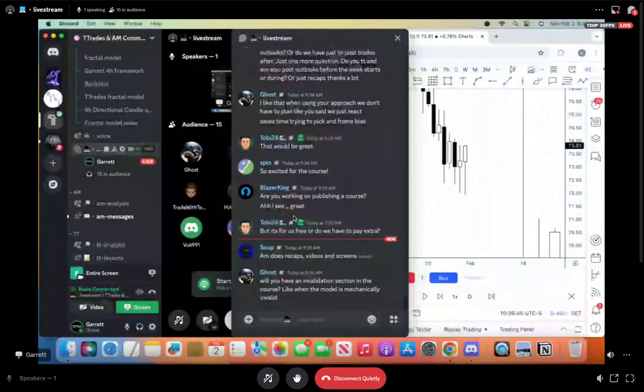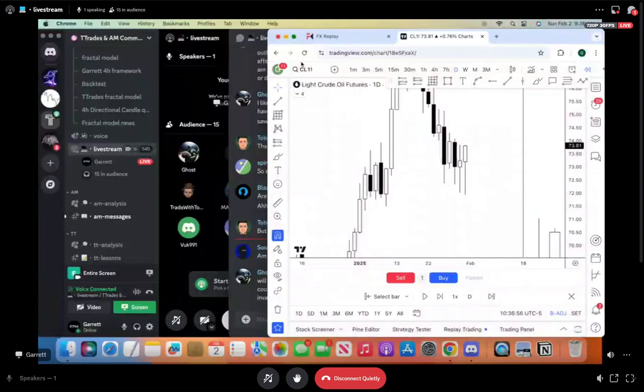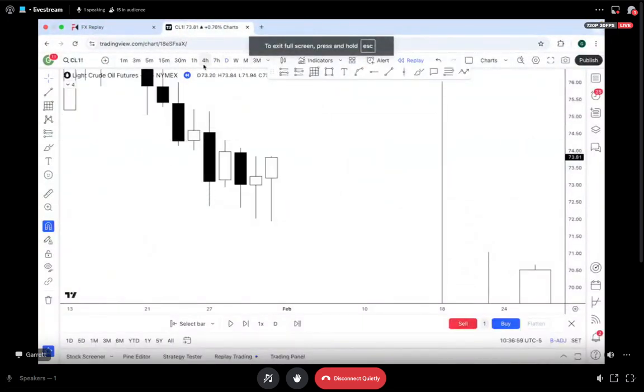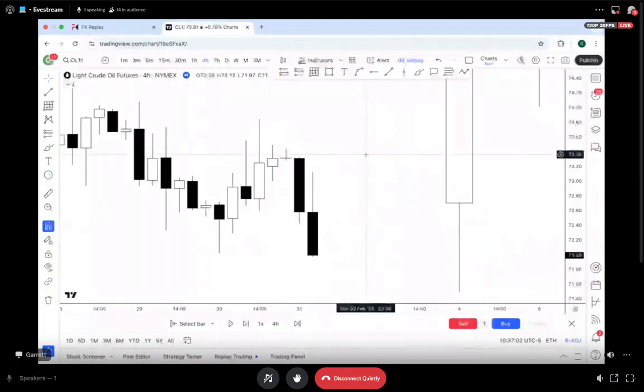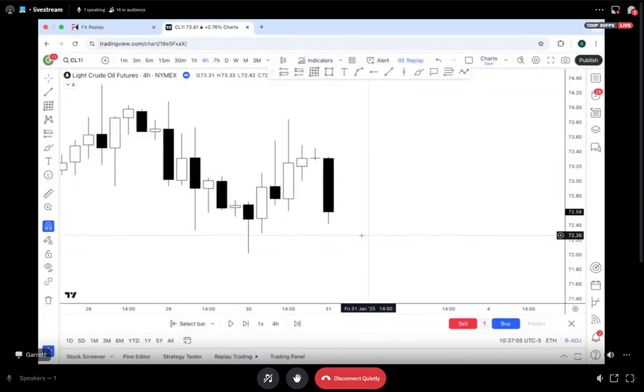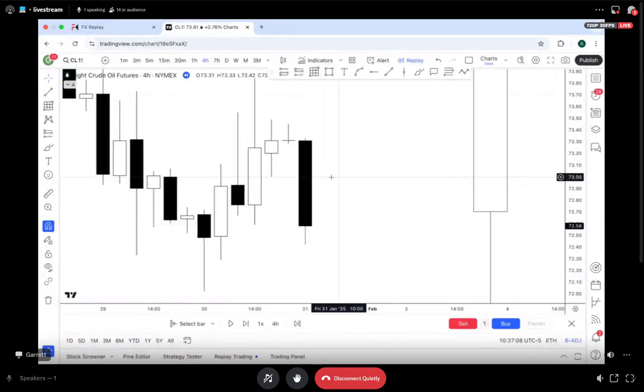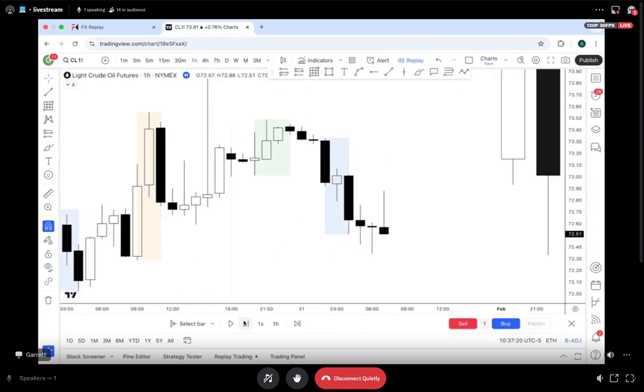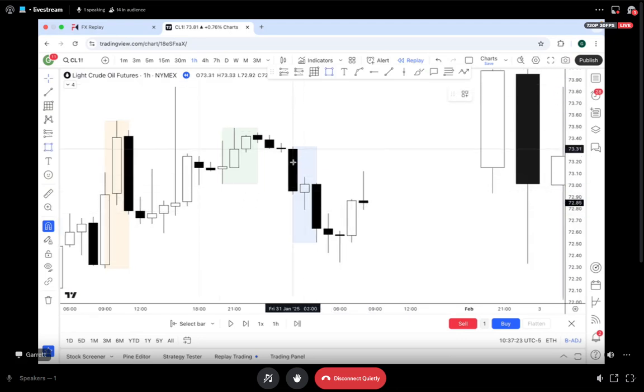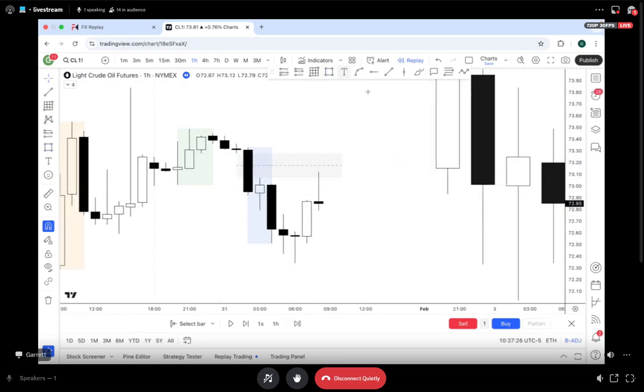Will you have an invalidation section in the course? Yeah, probably. So I can tell you a little bit right now. Invalidation is refined. So let's say for this example, if I want to frame a continuation lower, I want to ideally see this respected. That's not a total game changer, because although it did come a little bit high, it's really about this reversal happening within the 0.5 of this candle.